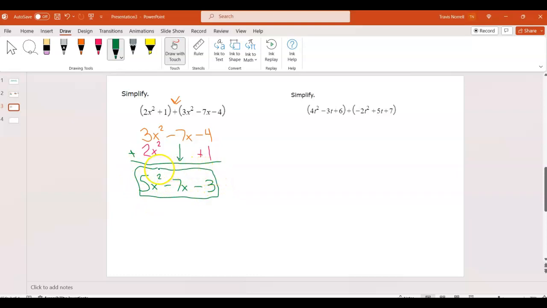So it's okay that I combined a binomial with a trinomial. I just didn't have an x value to combine with that negative 7x. So it just stayed the same. And this works with other letters too. It doesn't always have to be x. Here's t. So why don't you pause the video and try this next one completely on your own. Okay, as you can see, I'm just writing the first polynomial down.